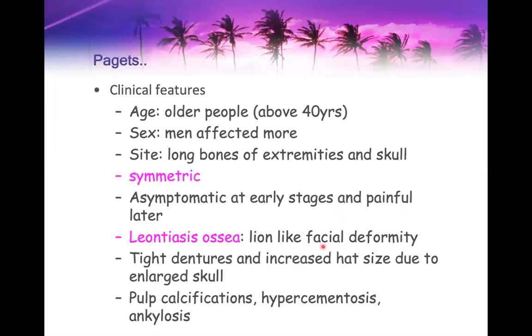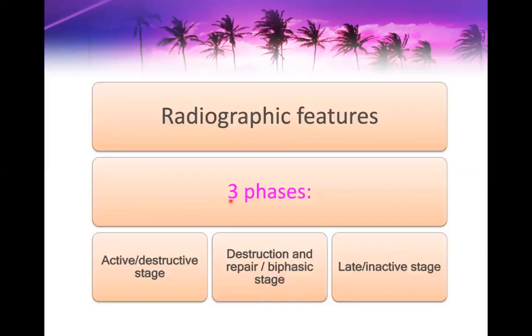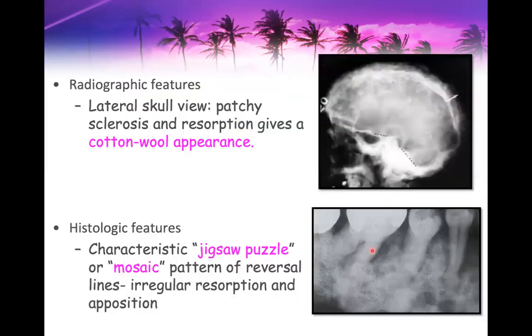Because of the lion-like facial deformities, it is known as leontiasis ossei. The dentures become tight and there will be increased head size along with pulp calcifications, hypercementosis, and aggregates. There will be increased lab values like serum alkaline phosphatase, increased hydroxyproline, and increased serum calcium and phosphorus levels. Radiographically, 3 stages: radiolytic, a mixed stage, and then radiopaque stage.